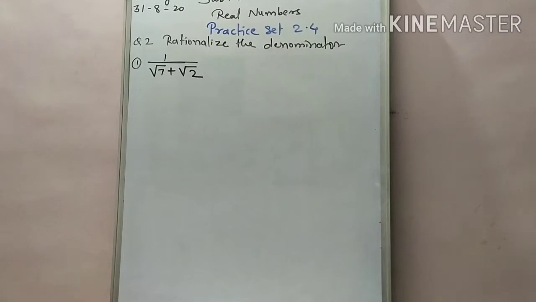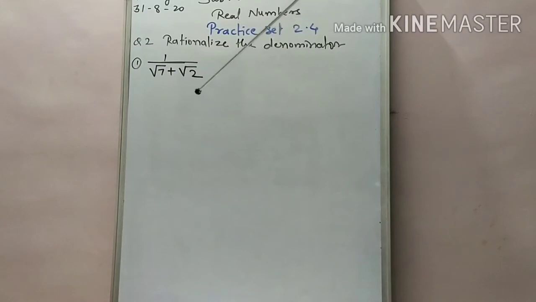Now the second question is rationalize the denominator. We have solved this kind of example before, but in those examples we have in the denominator only one irrational number. To rationalize it, we multiply the numerator and denominator by that irrational number itself, so we get the denominator as a rational number.